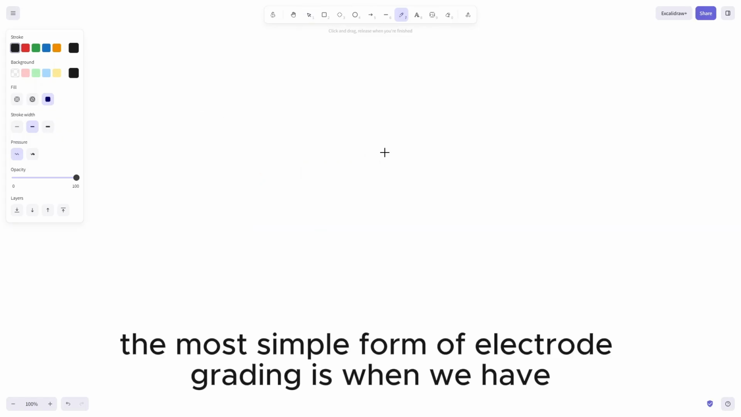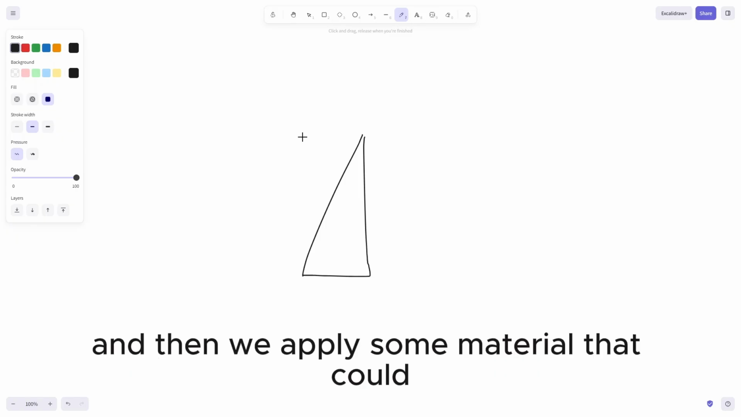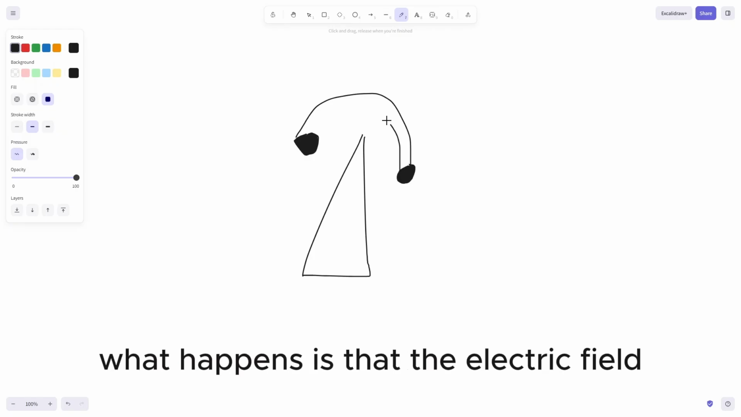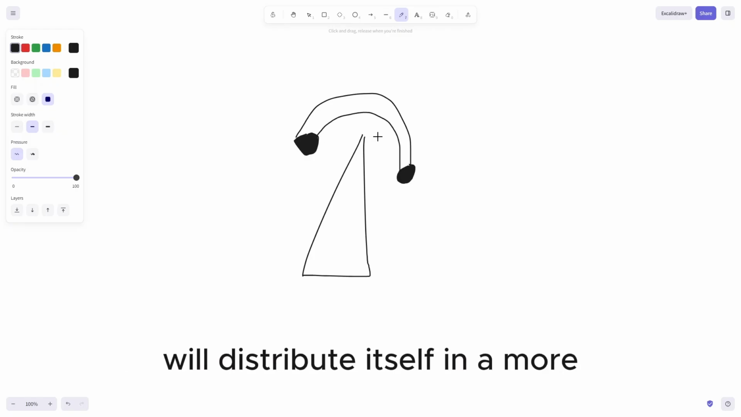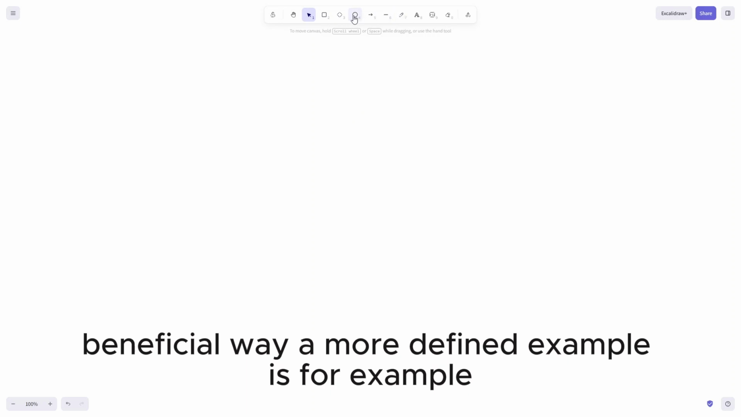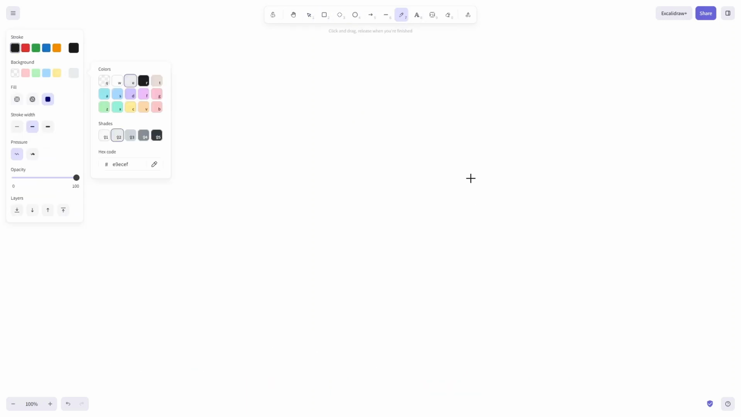The most simple form of electrode grading is when we have, again, a termination here, very sharp termination in this case, and then we apply some material that could, for example, be fluoride around here. So if we do that, what happens is that the electric field will distribute itself in a more beneficial way. A more defined example is, for example, cable termination, where we apply a stress cone.